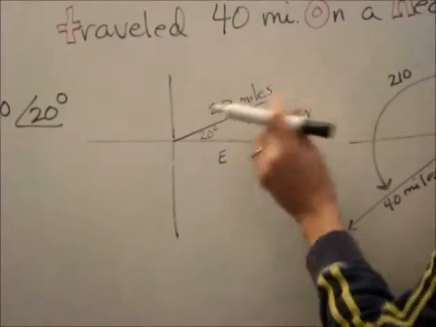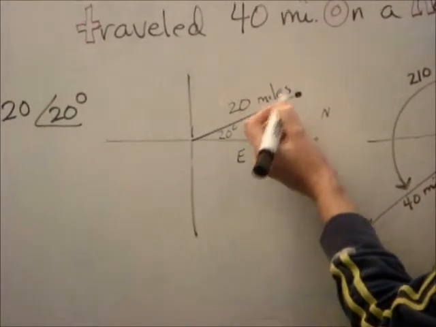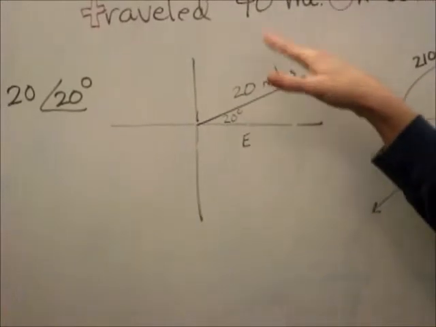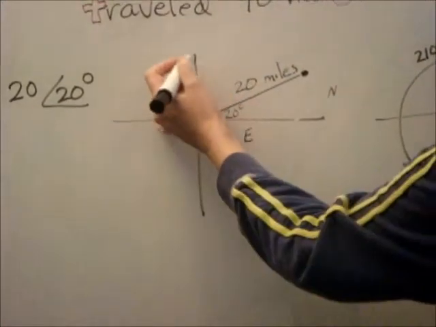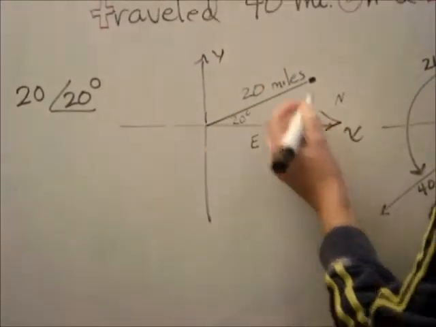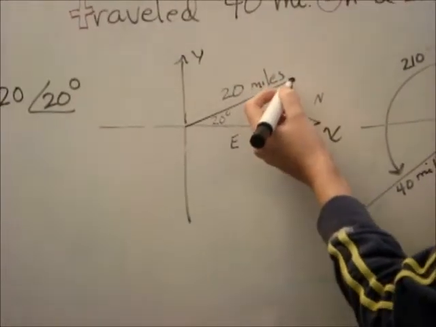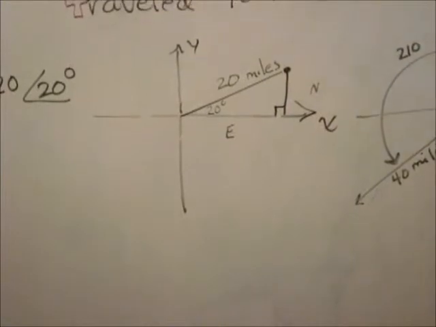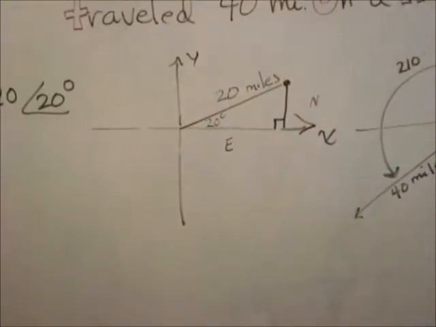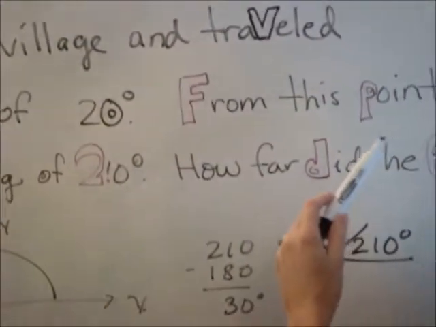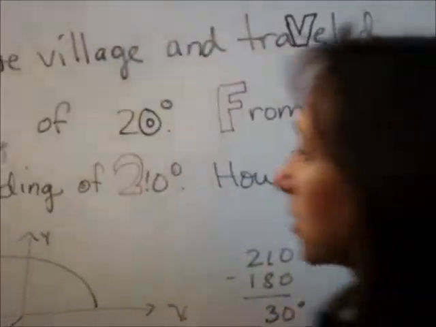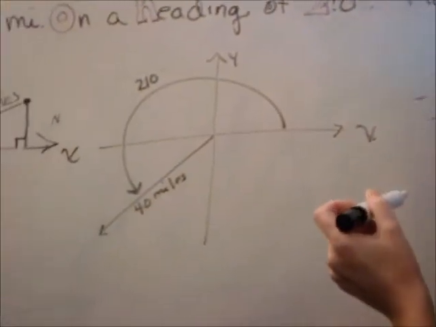So I just did what we normally do. We draw our vector, set it on our coordinate axis, and make our little triangle. We can figure out how far he traveled north and how far he traveled east, and we're going to put it in rectangular form. Then we're going to take the second part of the problem. It says from this point, but we're just going to start fresh with a fresh rectangular coordinate system.